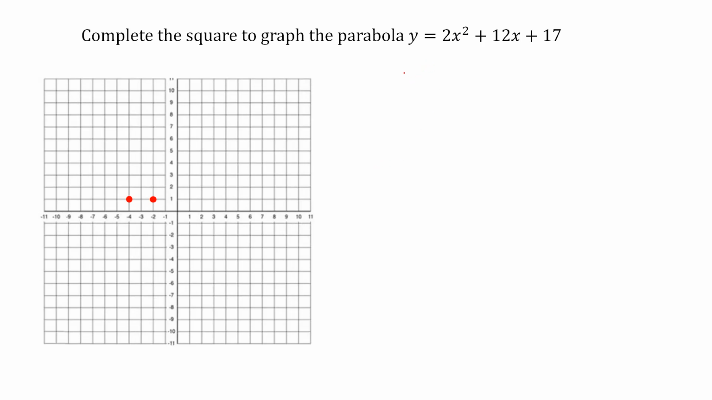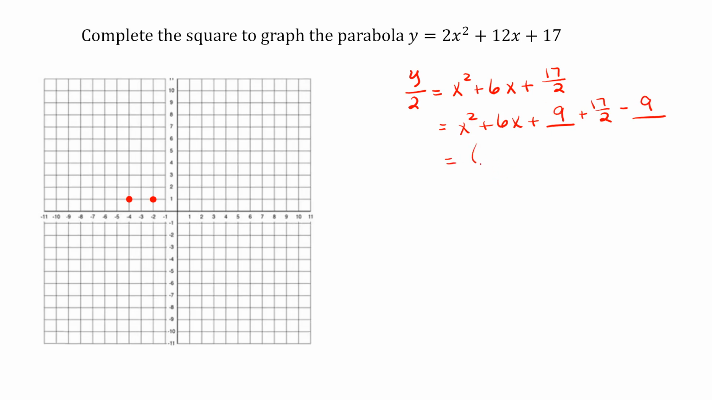So we'll divide both sides by 2 temporarily so that we can do the completing the square. So we'll have y over 2, and then we'll have x squared plus 6x plus 17 halves. So if we're going to complete the square, again, we'll put a blank after the x term, plus blank, and minus blank. We're going to take half of 6, which is 3, square it, and that's 9.